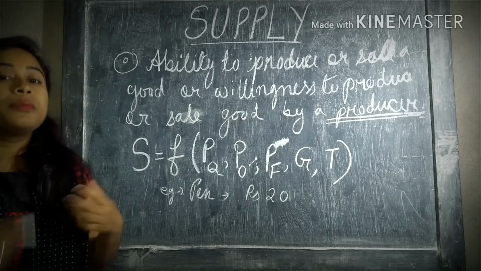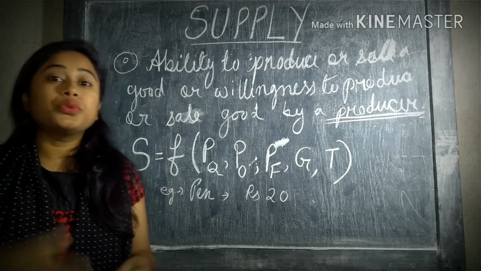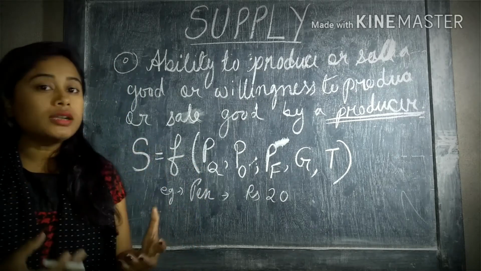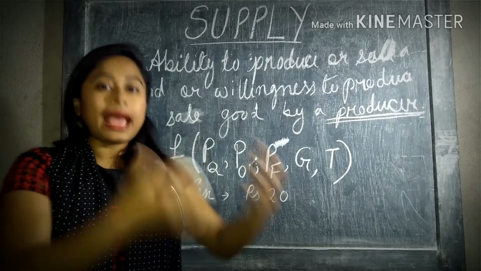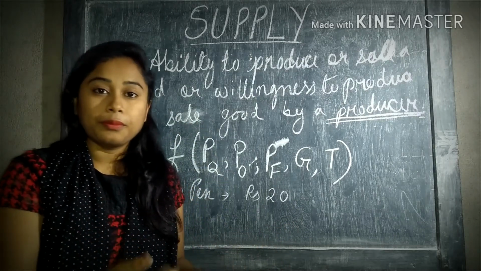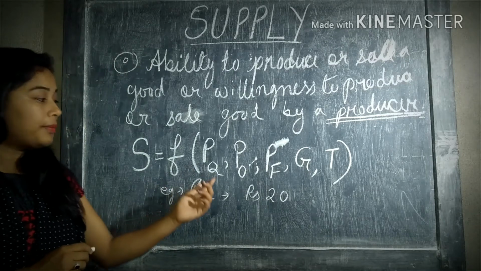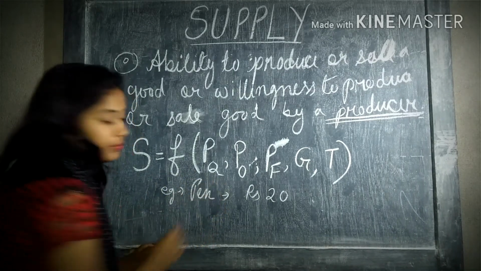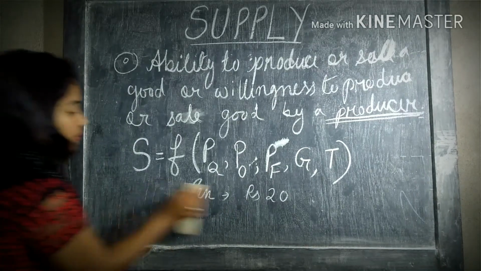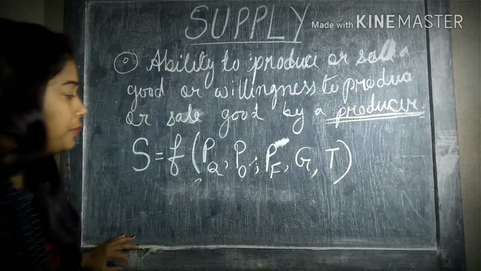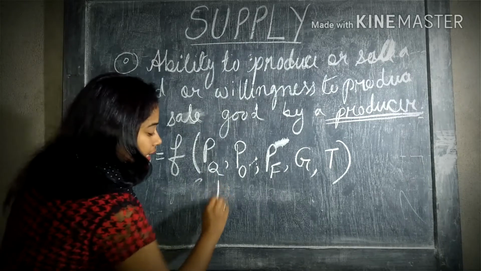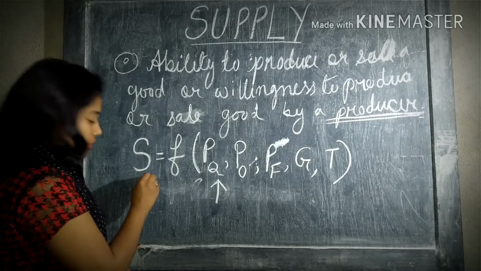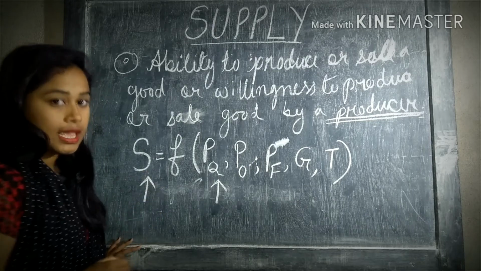So what he will do, the producer will start to produce more and more of that pen, and he will start supplying the pen in the market. Okay, so the price of a good and the supply of a good have a positive relationship. If the price of a commodity increases, then the supply of that commodity by the producer will also increase.